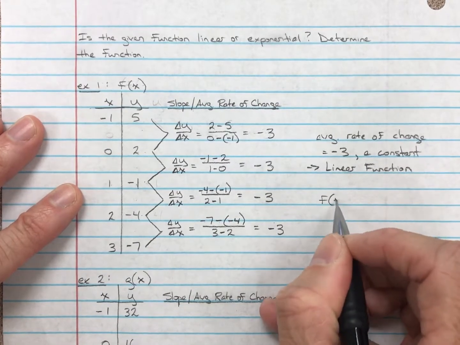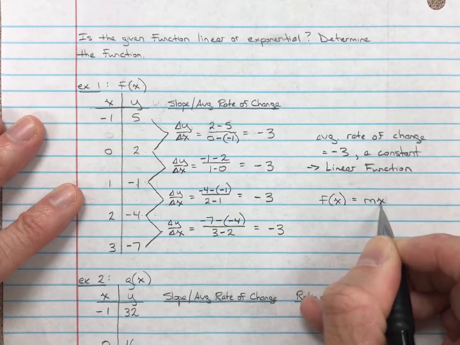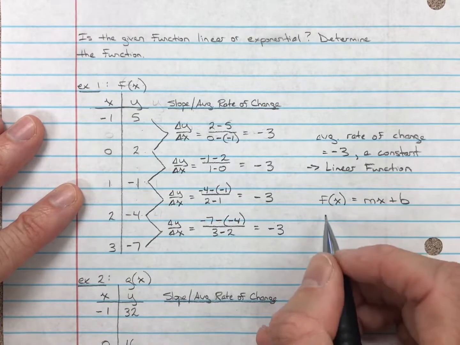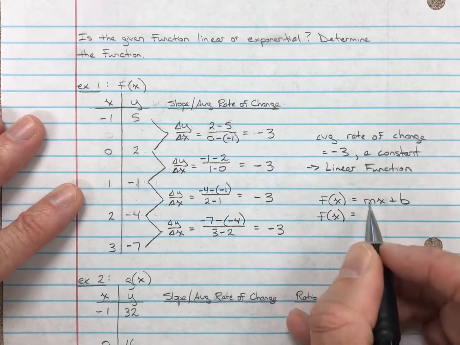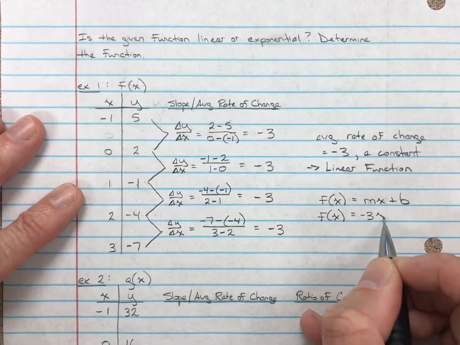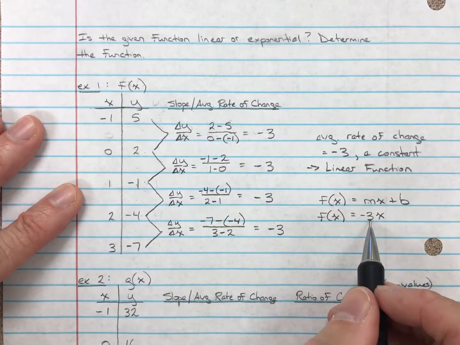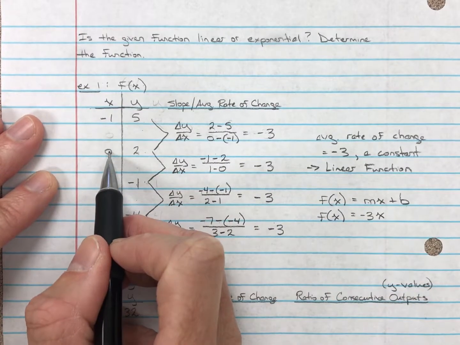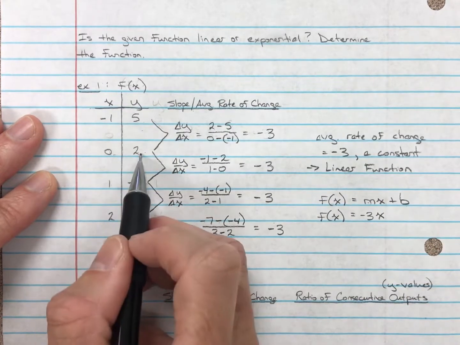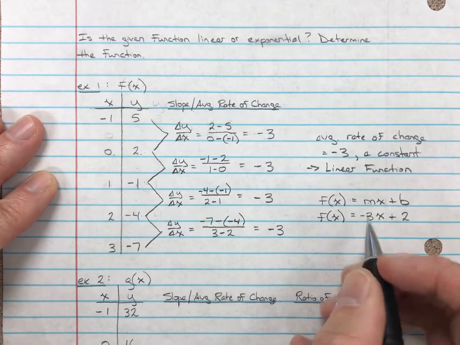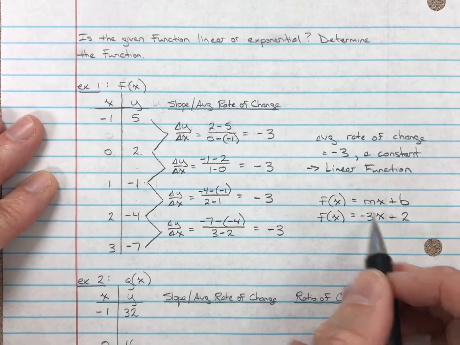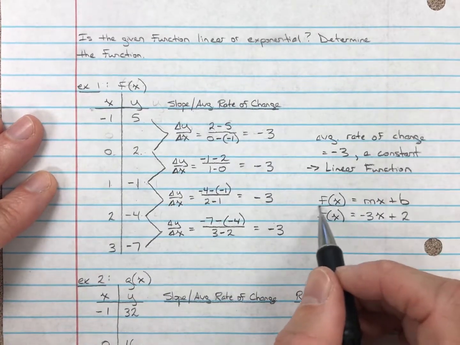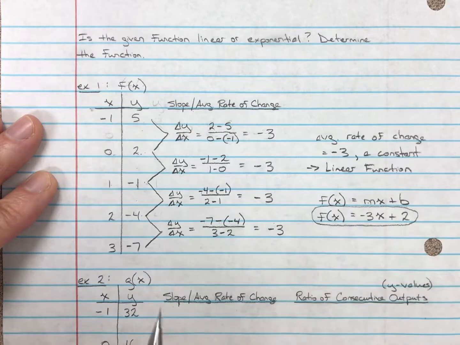Okay, so it's f of x equals mx plus b. That's the definition of a linear function. The slope is the average rate of change. So the slope m is going to be negative 3. Average rate of change is our slope. The y-intercept is the value when x is 0. When x is 0, our y-intercept is positive 2. So this is the equation. This is the linear function that models the data from this table. So we have a linear function, and this is the equation that models the data.